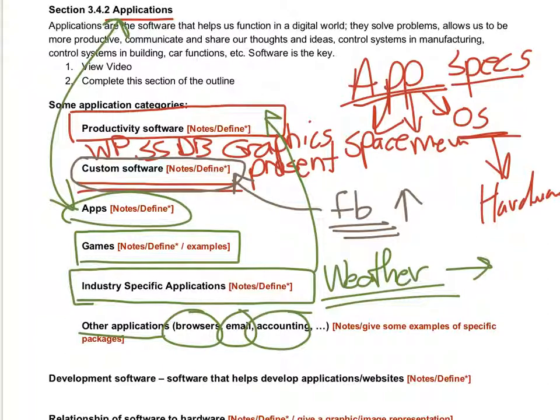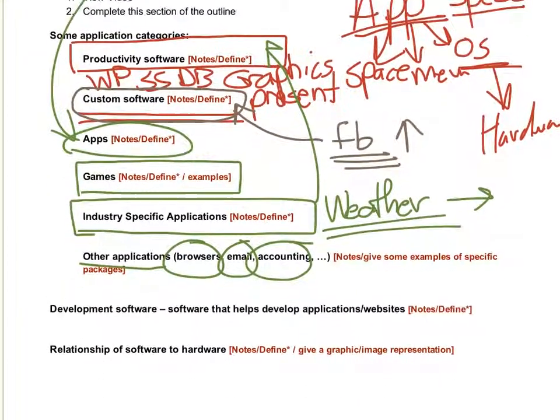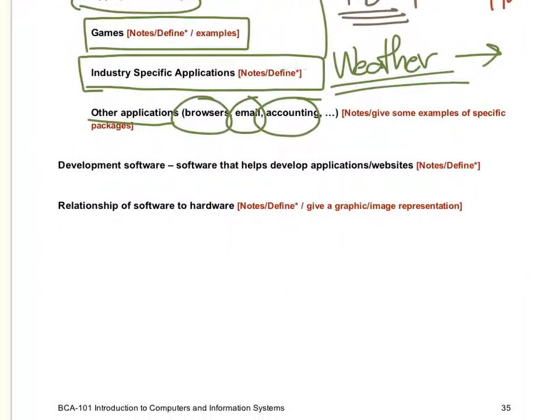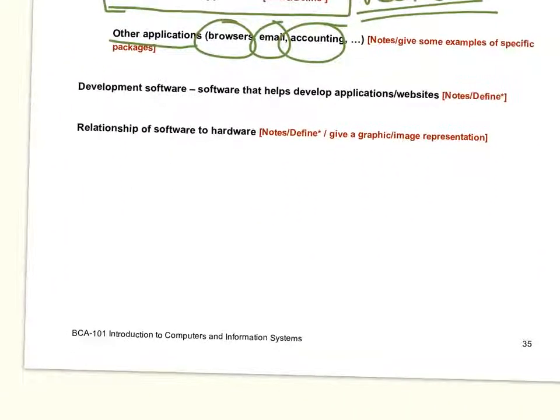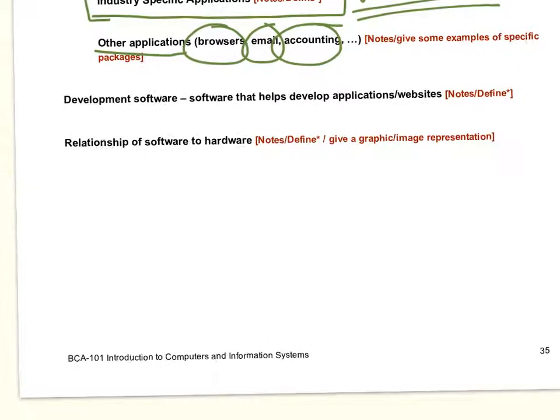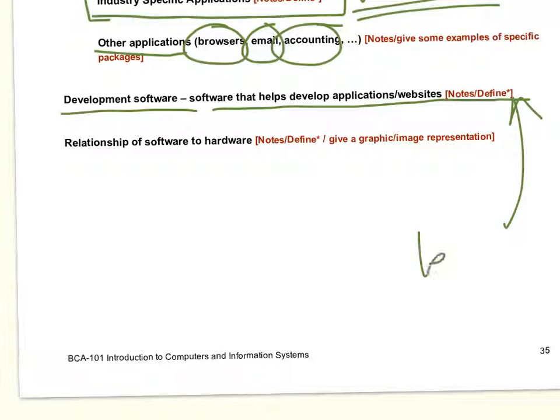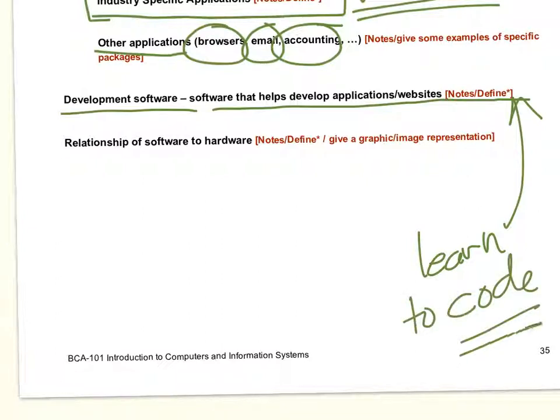There is software out there that helps you develop and make software. There are all kinds of options out there to have you learn to code. And coding is writing the software, the actual software instructions.